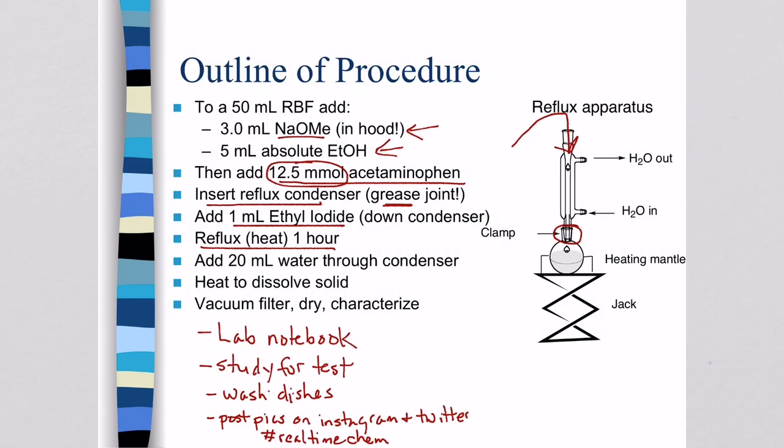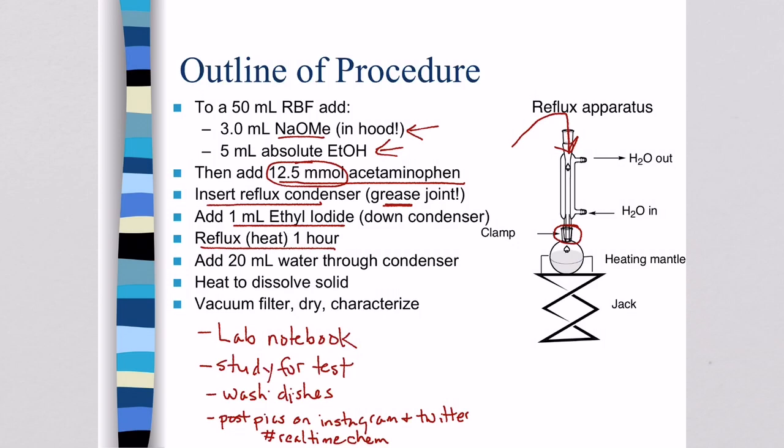Okay, after you have heated this for an hour and gotten caught up on all that stuff, we're going to add 20 milliliters of water to the reaction, and we'll just put that right into the condenser as well. What that's going to do is cause your compound to crash out of solution. So basically it's all going to precipitate at once, and when it does that, it's probably going to grab a lot of impurities with it.